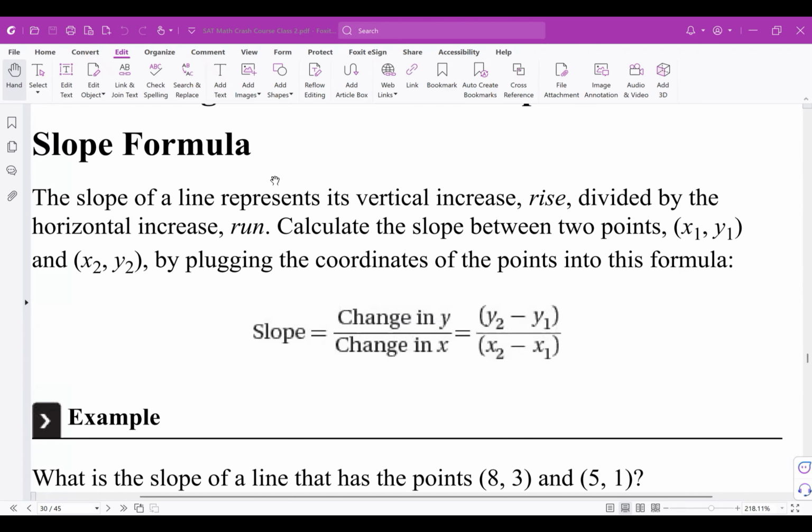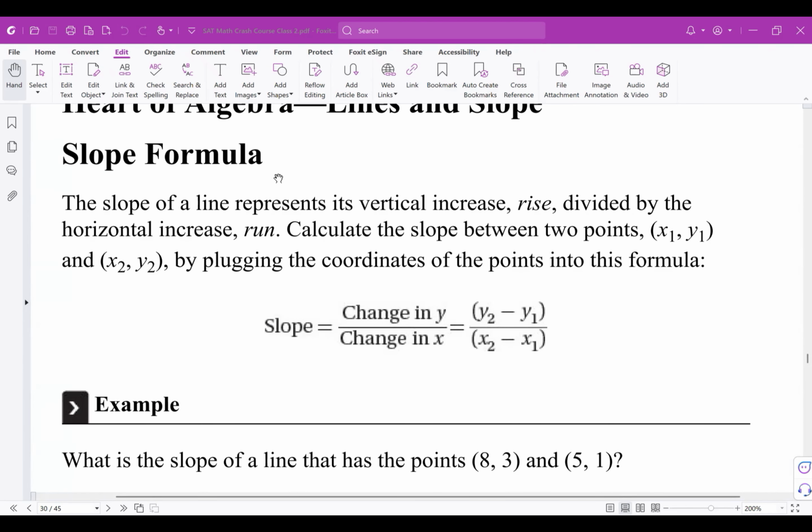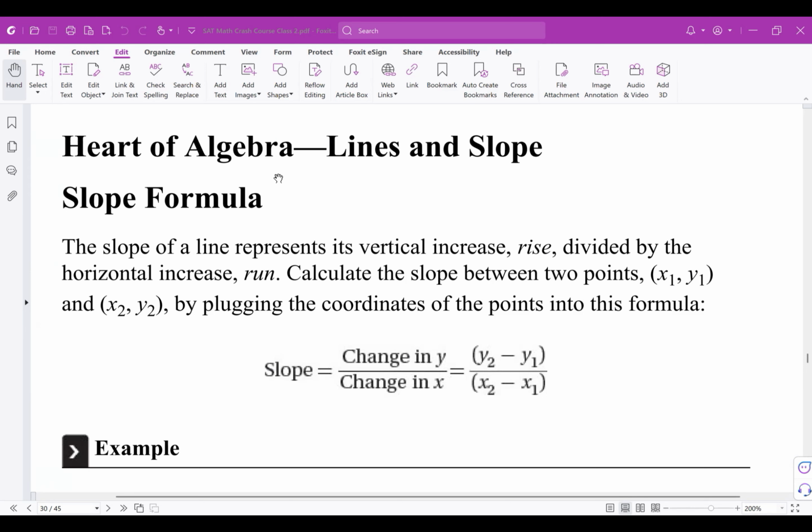Rather than trying to tell you in detail, I just want to focus on what they're trying to deliver to us in chronological order, because of the type of problem you are going to face in the lines and slope section. The problems will look like using the slope formula. And what is the slope formula?